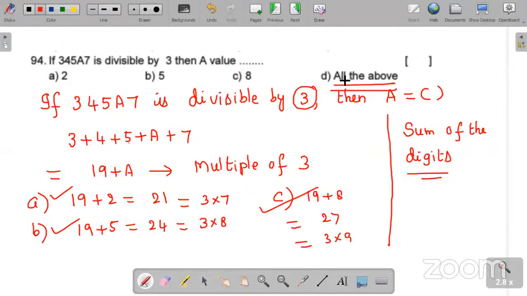Yes, Nana, D is the right option. All of the above. Yes, absolutely correct.